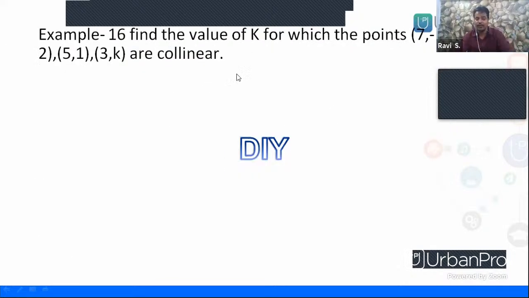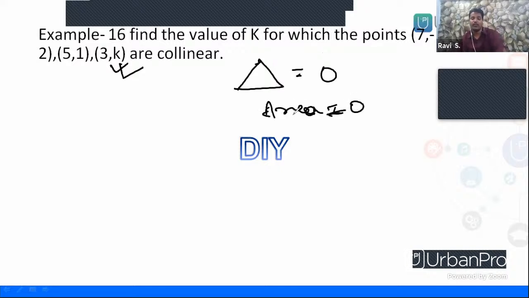Okay, guys. Now see example number 16. Again, this is for you. Here also they have given that you don't know the value of k, so you need to find the value of k. I told you, just draw a triangle, write all the coordinates here, and write the area as 0, and this will help you find the value of k. So I'm leaving it up to you, guys. You will solve it at your home.